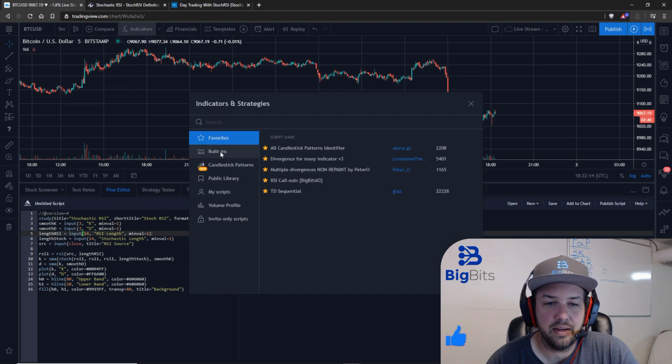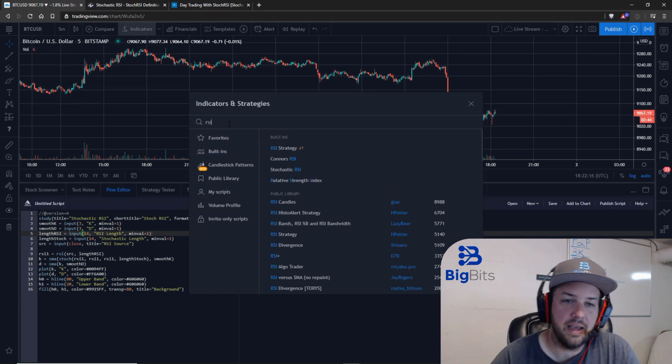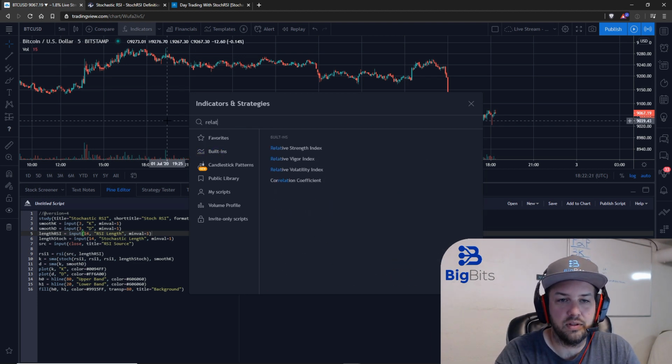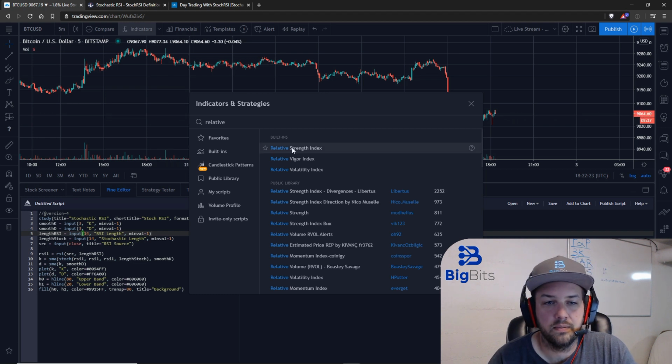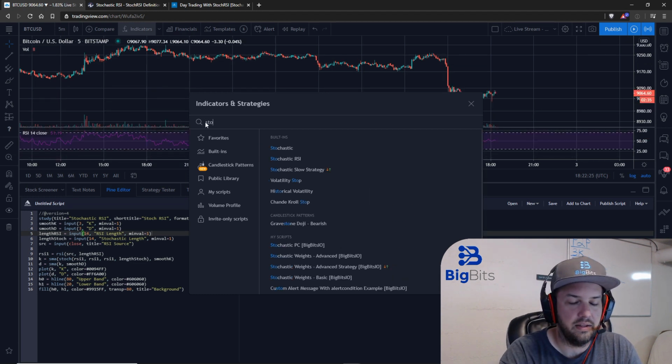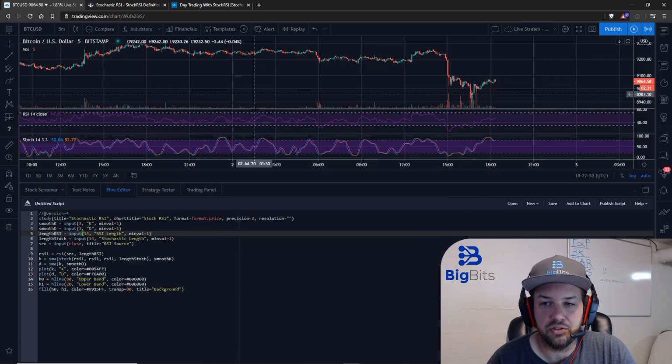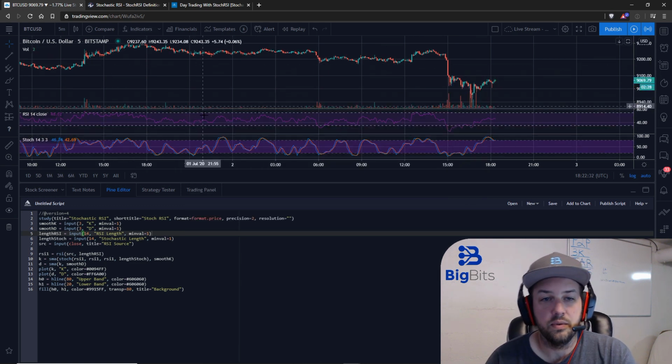So let's go back and take a look at some of the built-in scripts on TradingView. Let's add in the RSI. Actually, I need to search for relative strength index. And then let's add in the stochastic. We're not going to add in the stochastic RSI just yet because I want to show you what's going on.